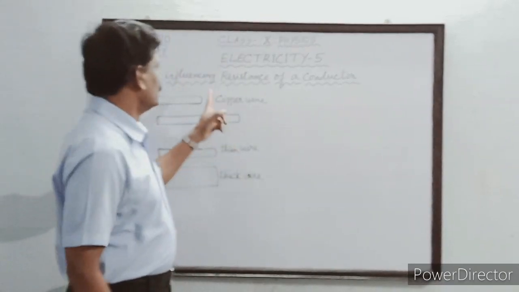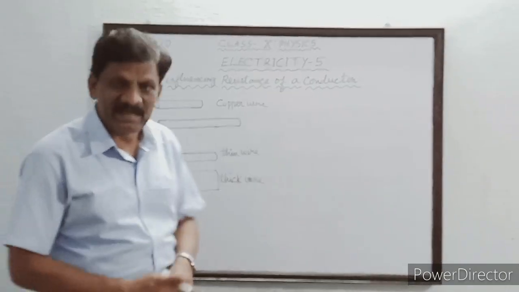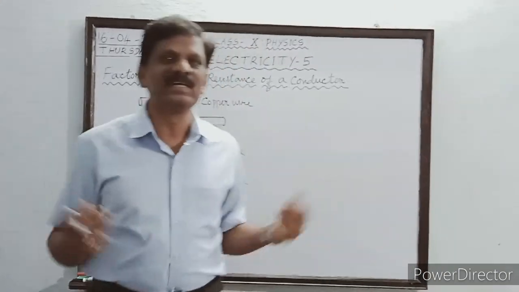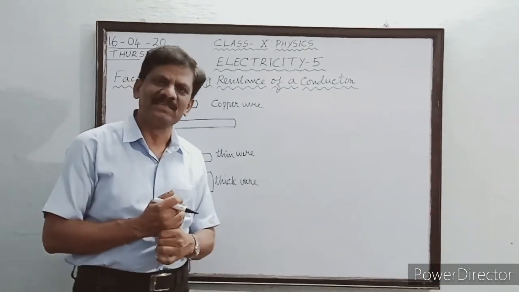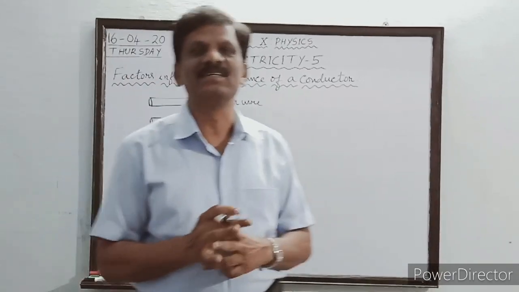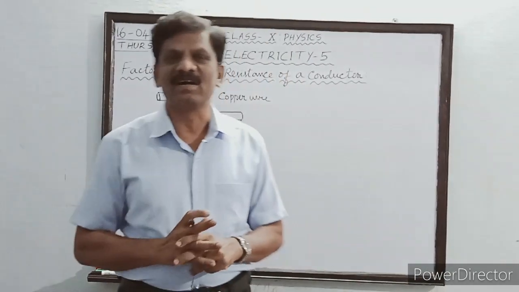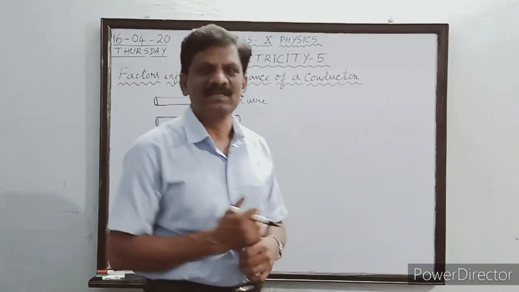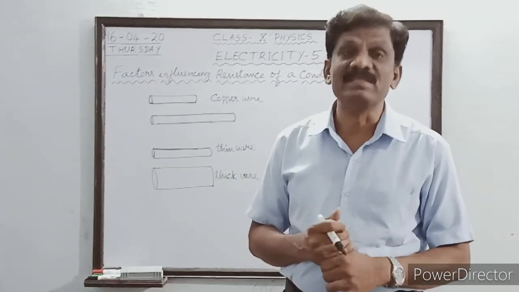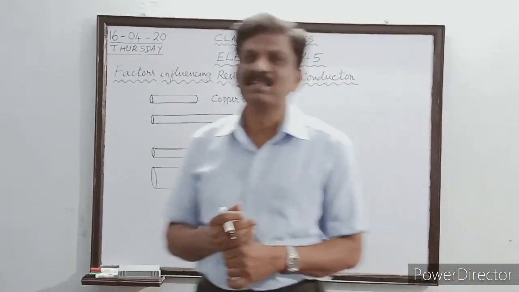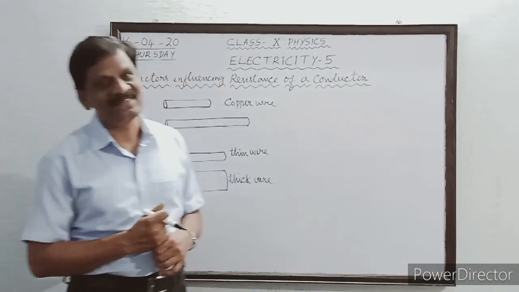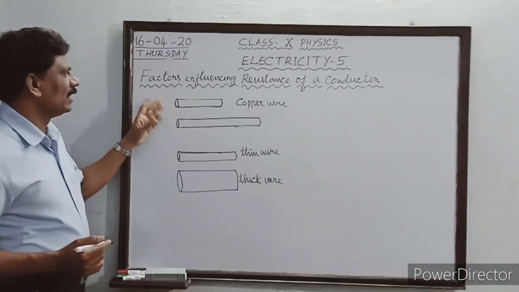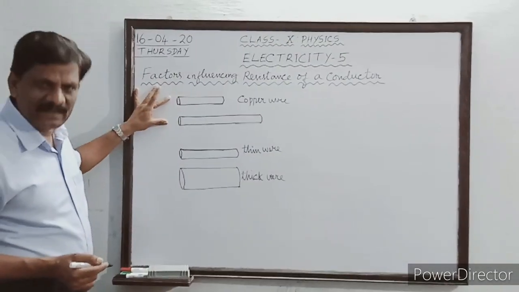Hi. Now, just now we defined electrical resistance of a conductor, and it is the ratio of the potential difference across the conductor to the current flowing through the conductor, and this will not be a constant always. The resistance of a conductor depends upon some factors. We are going to discuss on what factors the resistance of a conductor depends. Now you look at the board. Here I have drawn two copper wires.